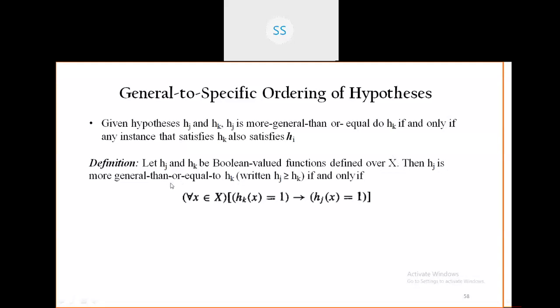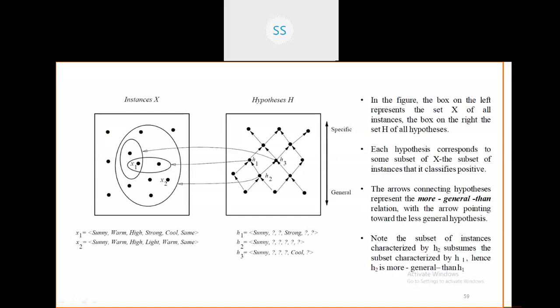Then Hj is more general than or equal to Hk, written as Hj ≥ Hk, if and only if for all x which belongs to X, if Hk has identified a particular instance as a positive example, it is given as 1 here, then Hj, which is a hypothesis, also recognizes the same instance as a positive example. It is going to identify the same instance as a positive example.